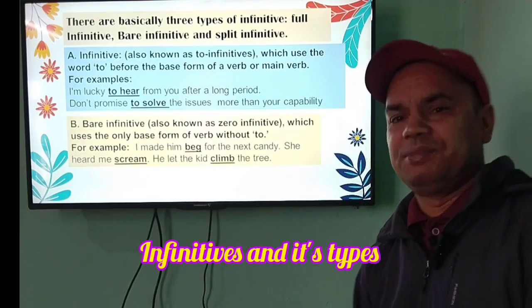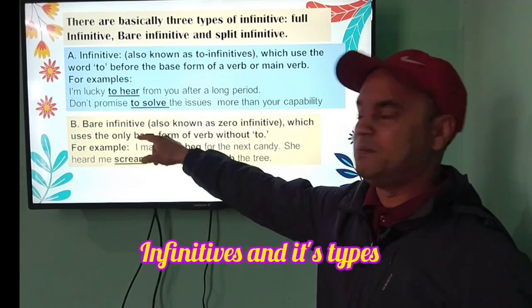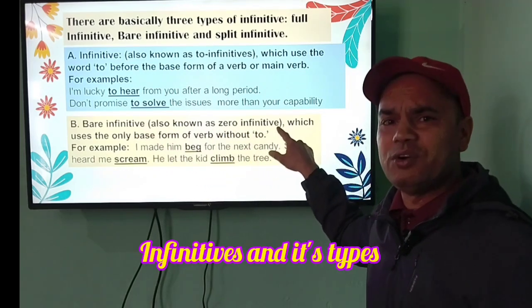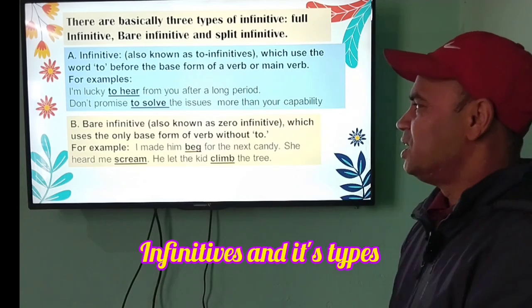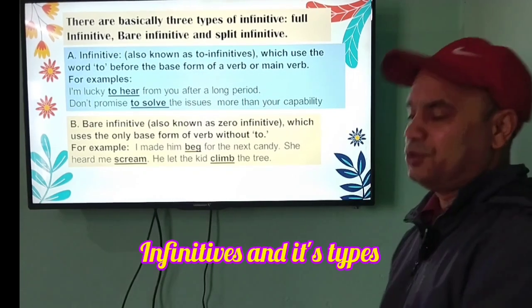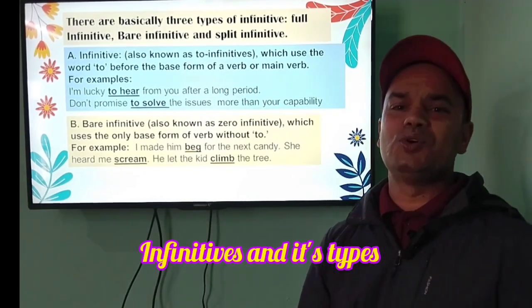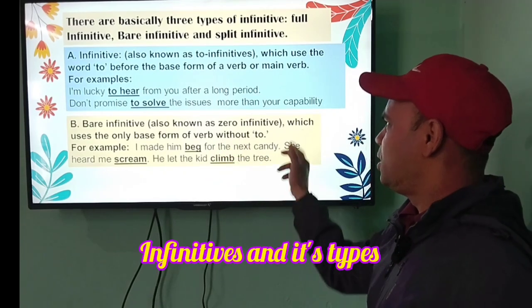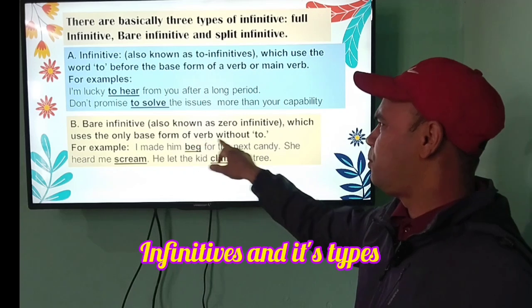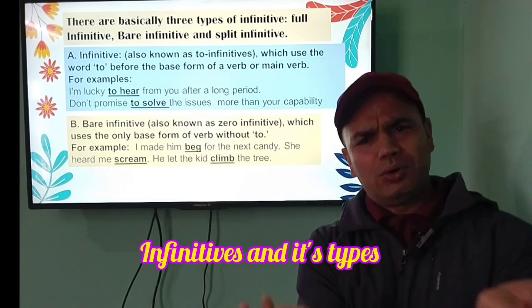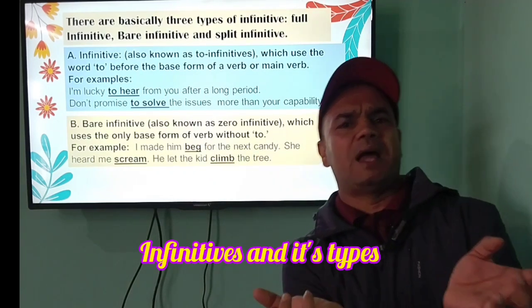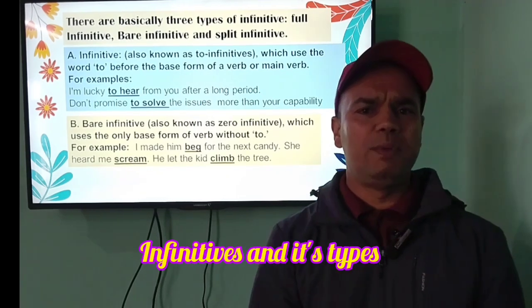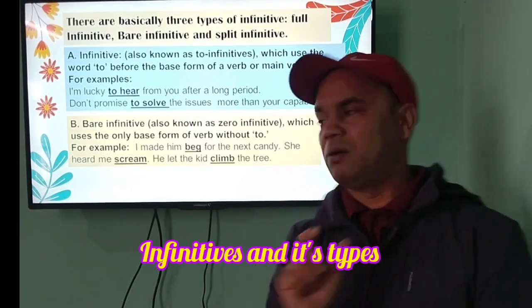Let's talk about the second type, that is called bare infinitive, also known as zero infinitive. That uses only the base form of the verb without "to". That means there is no "to", only the main verb, only the root form can be used as an infinitive. We are not using "to" before the root form of the verb or main verb.